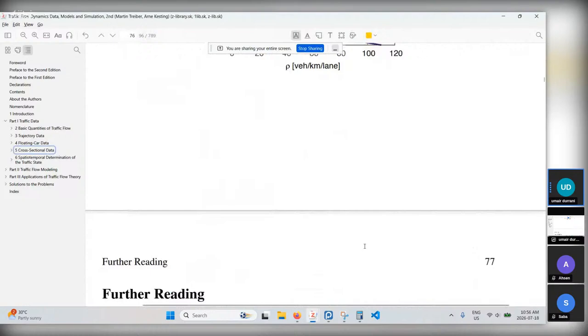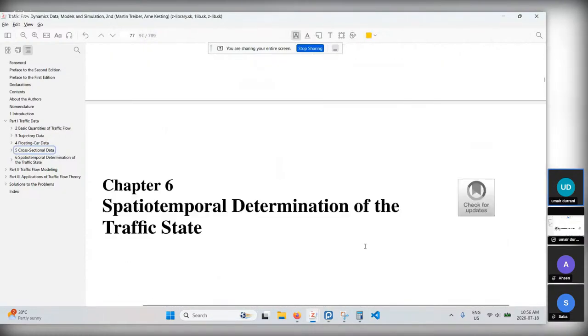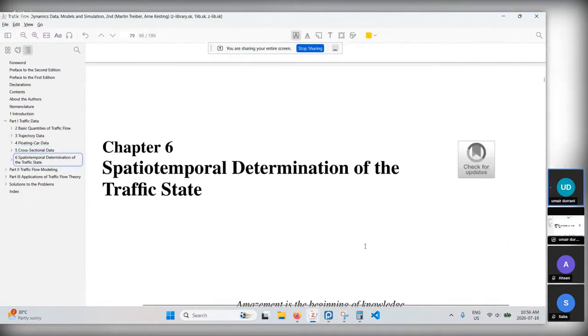The next chapter is going to be about spatio-temporal determination of the traffic state. And as I mentioned before, it is going to be the last one in the traffic data part. And then we'll start with traffic flow modeling after this chapter.